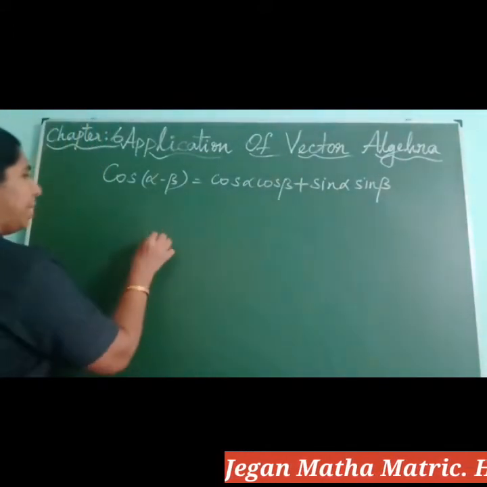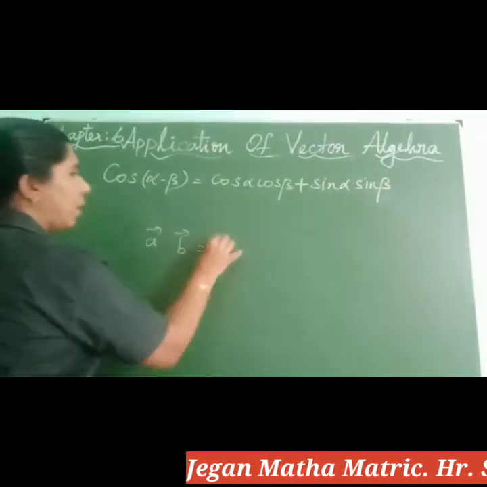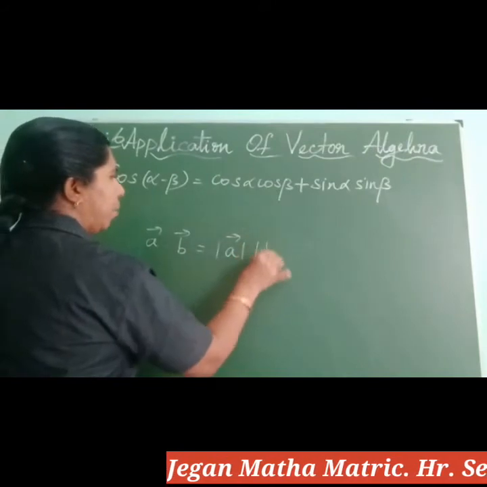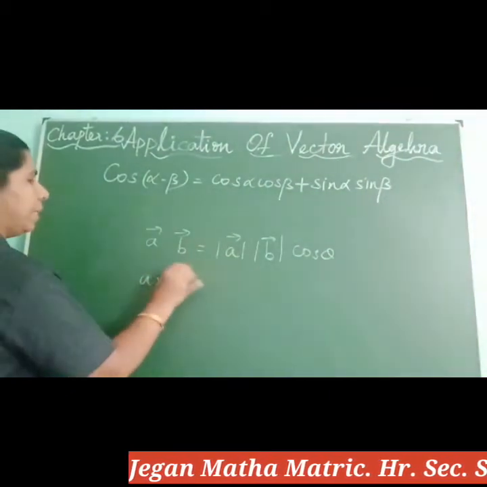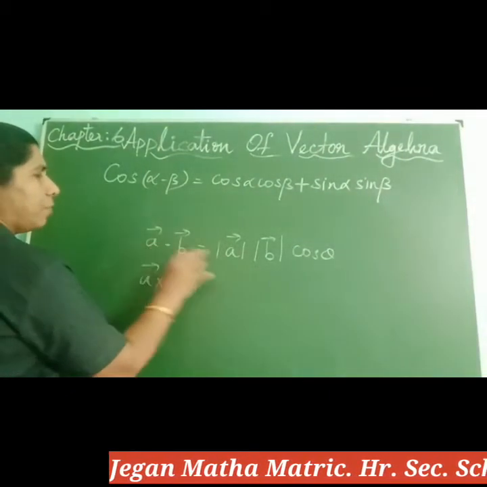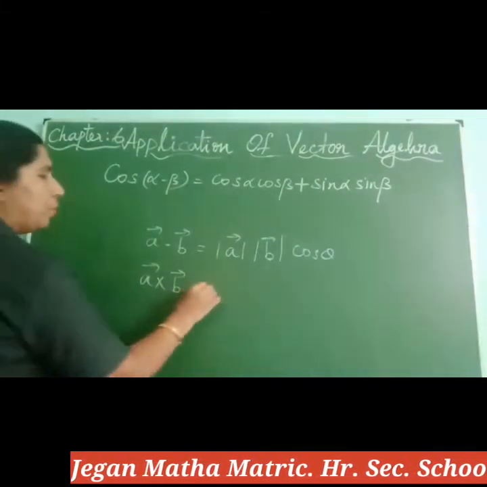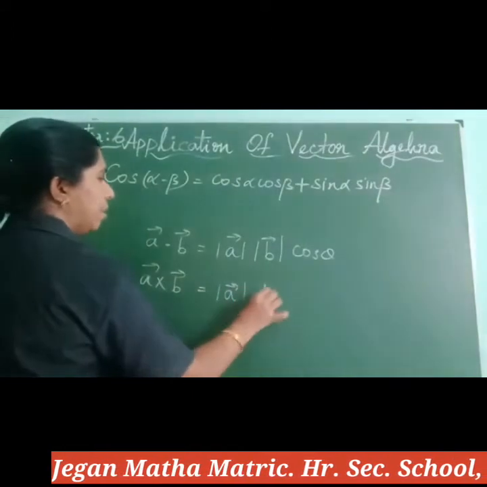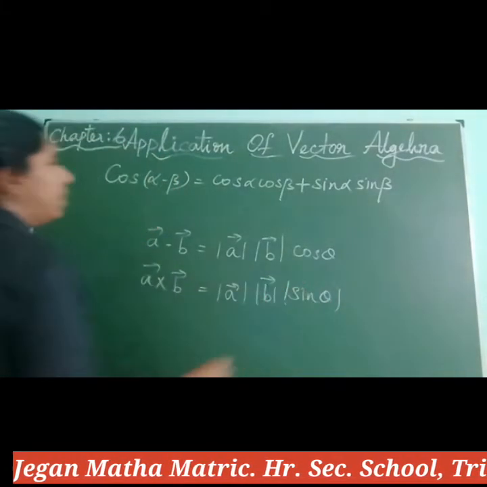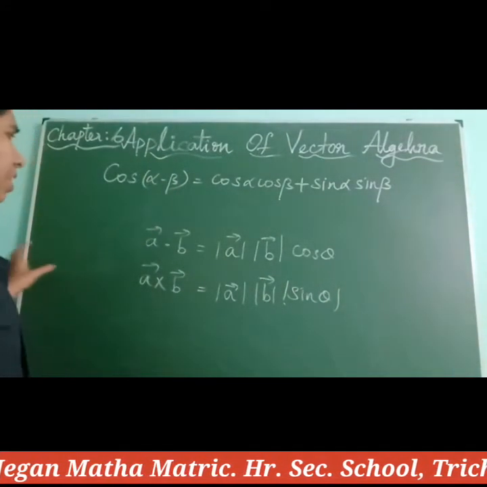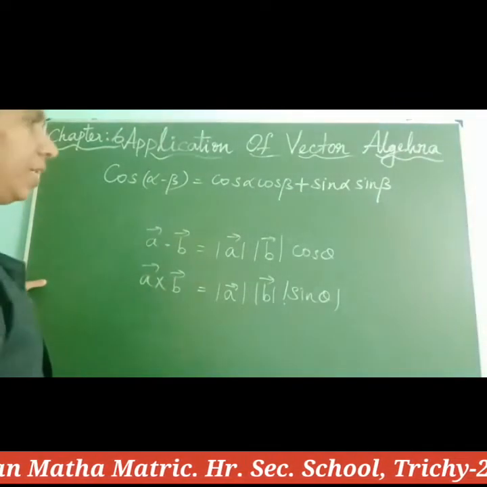So A dot B, the dot product of two vectors, we know the formula: modulus of A modulus of B cos theta. A cross B, the cross product of two vectors, is modulus of A modulus of B sin theta. Always, the dot product is a scalar quantity and the cross product is a vector quantity.